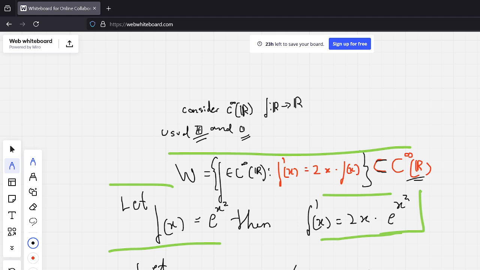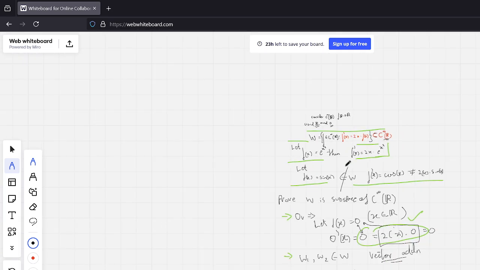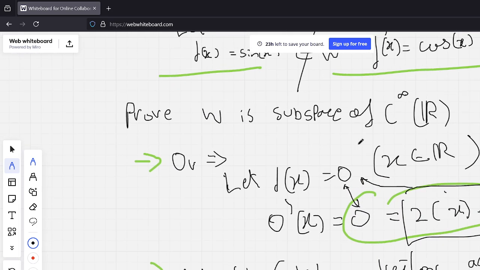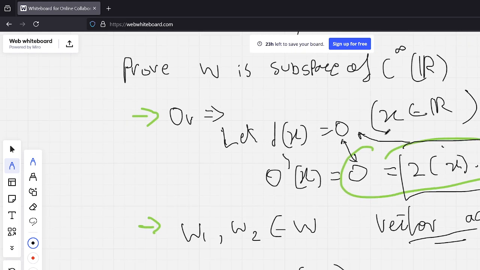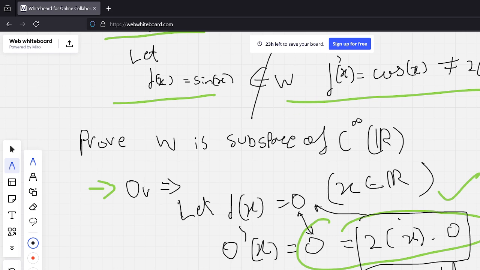And they gave us another example which is not a part of W, which is sine x, and when it's differentiated, it gives cos x, which is not 2x times the initial, which is sine x. So this would not be true, which makes it not a part of the set. So we have to prove that W is a subspace of this set. And we have already been given one complete function that follows this rule, so we do not need to prove that the set is not an empty set.